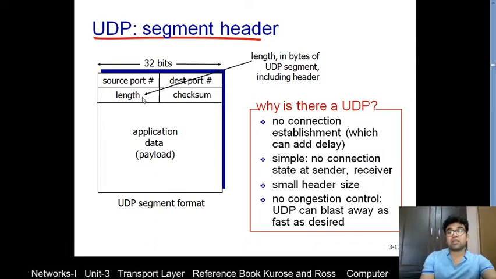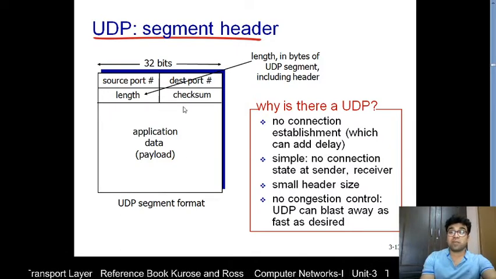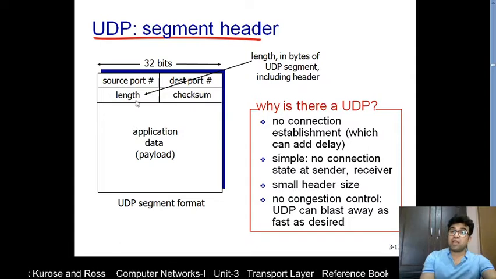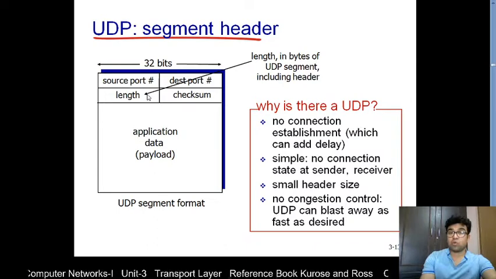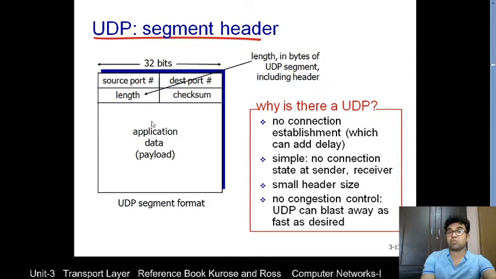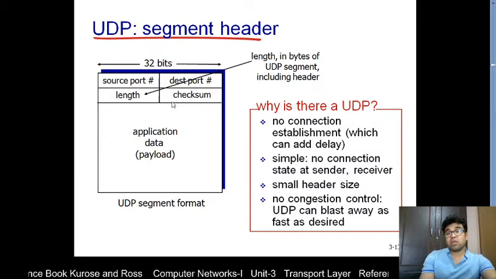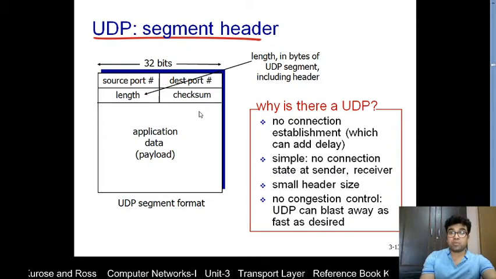So the length field will provide you the size of this segment, and if you want to know the size of the payload, you need to subtract 8 bytes from the number given in this field. So this length field gives you the complete length of the segment, which is a combination of payload and the fixed 8 bytes header.